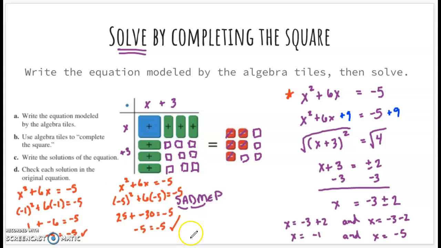Every once in a while, you'll have a situation where an answer doesn't work. You'll get into that more in Algebra 2. But you definitely need to make sure you go back and check to make sure that both answers work.